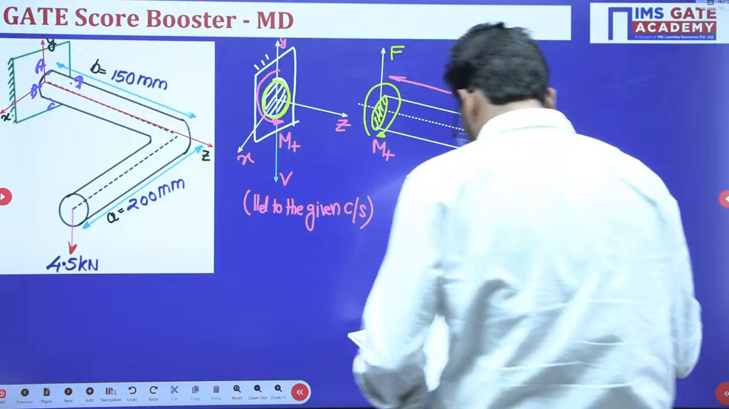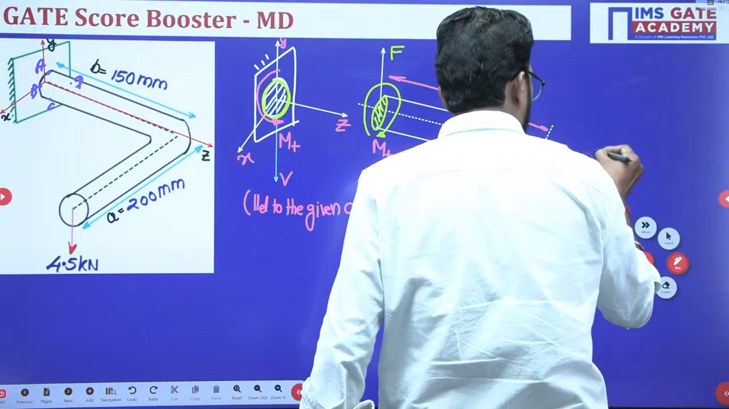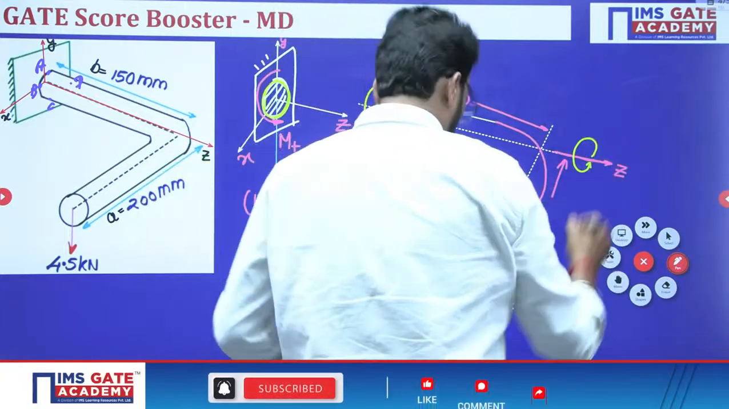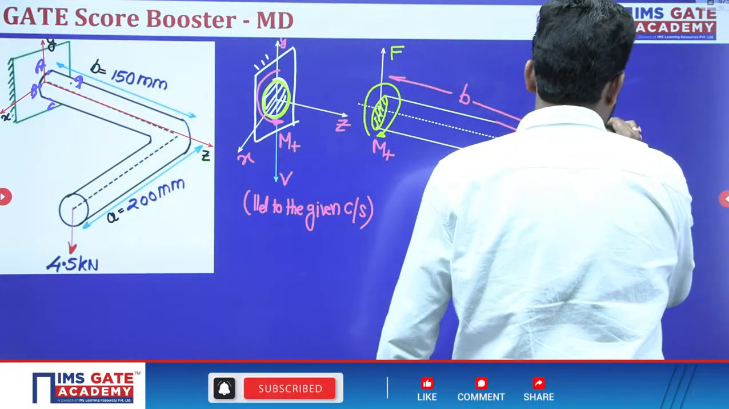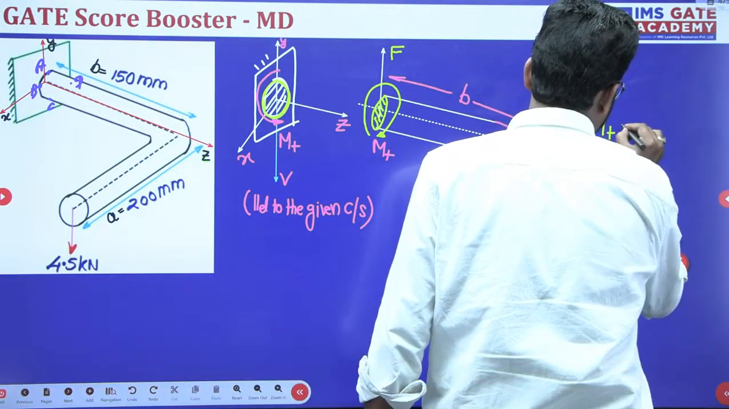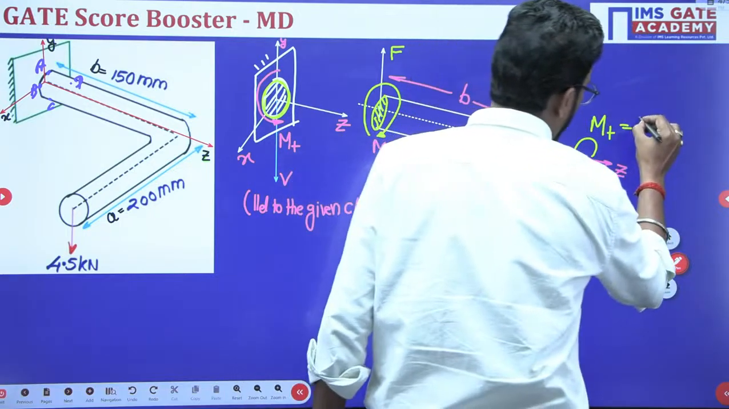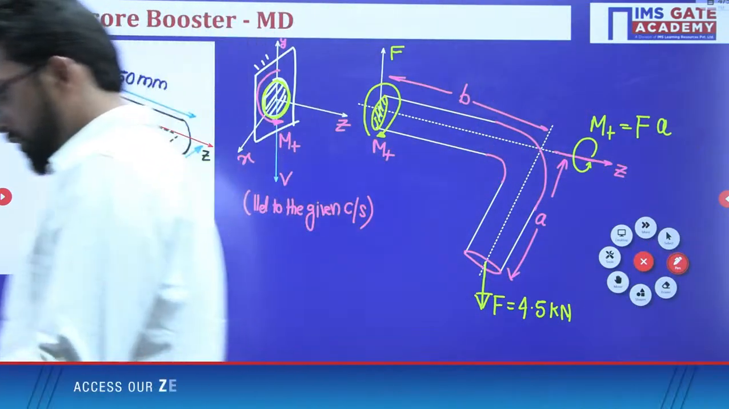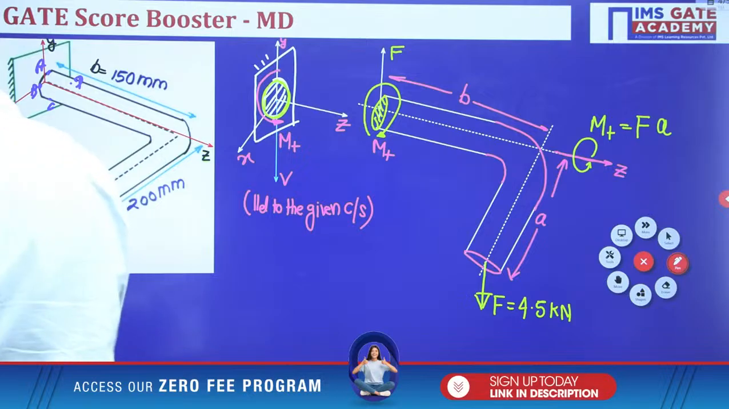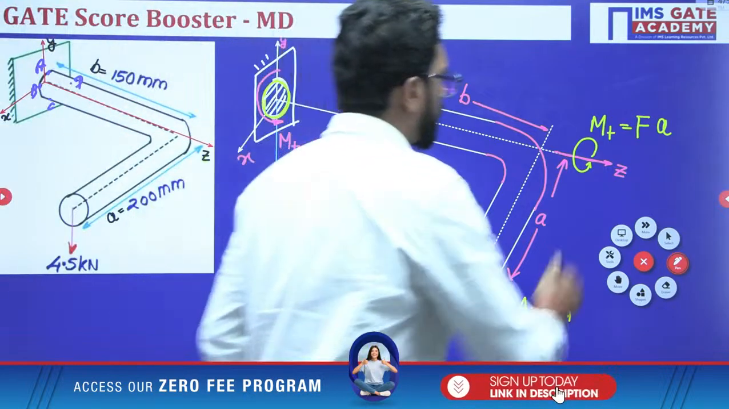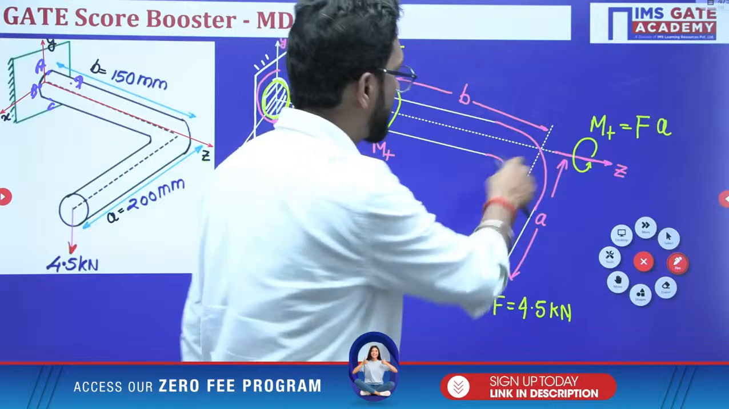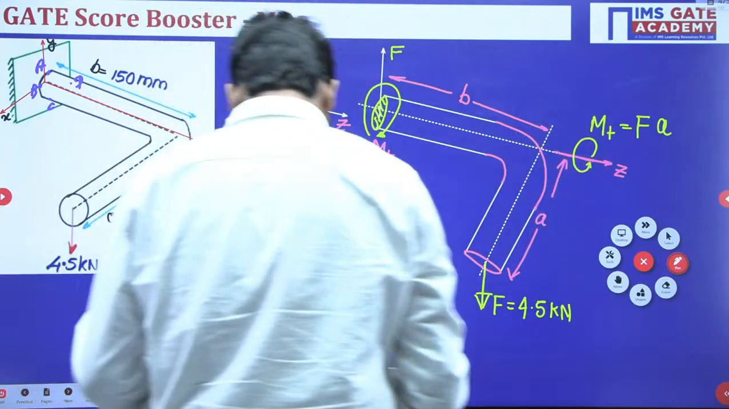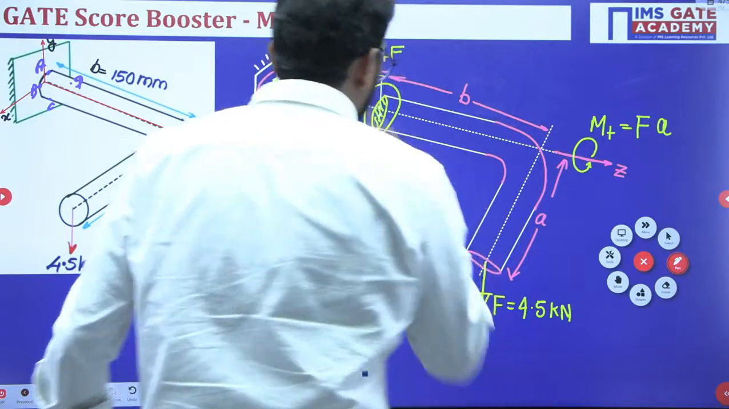So in the Z direction, counterclockwise, yes, it is anti-clockwise, a torque MT will be produced, and that is force F into A. F into A, yes or not? This counterclockwise torque is produced at this end. This is your reaction, and this is your action at this end. So these are the torques.